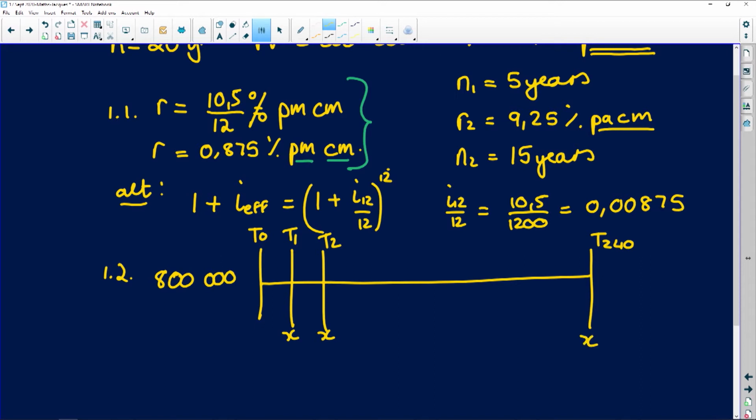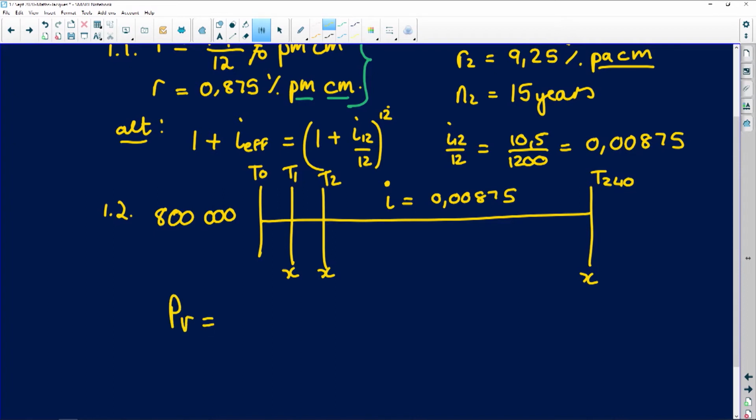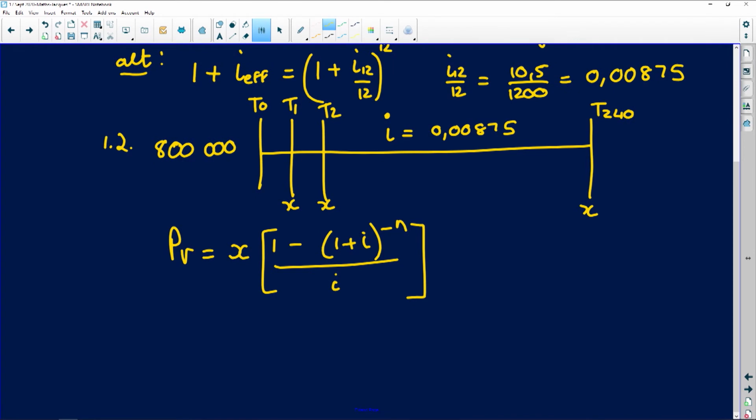So this was the plan. The plan happened at an effective decimal of 0.00875. So now we want to calculate the initial monthly payment. And that is a present value because it's a loan that we're paying back. It's a mortgage, it's a bond. So our present value formula applies, which gives us x, 1 minus (1 plus i) to the power of minus n, over i. Remember, this is a geometric sequence that calculates that value for us.